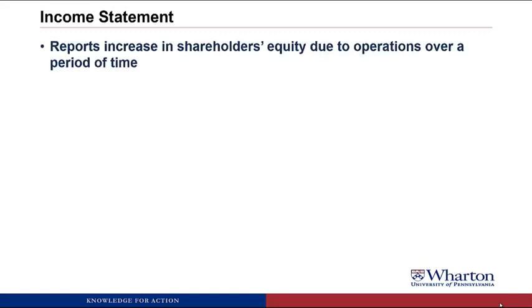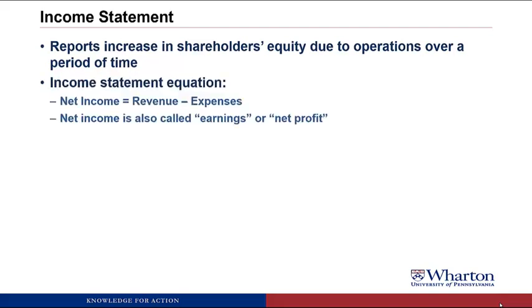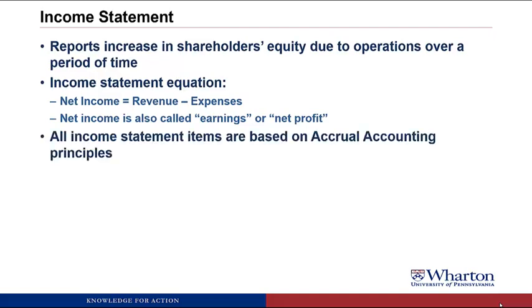As we talked about in the opening video, the income statement reports increases in shareholders' equity due to operations over a period of time. Net income is made up of revenues minus expenses, and there's a couple of synonyms that are often used for net income. It's also called earnings and net profits. All of the income statement items are based on accrual accounting principles.